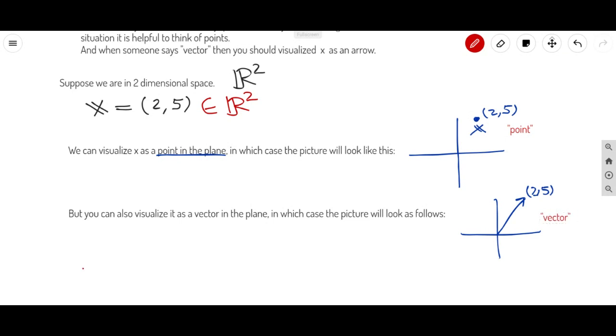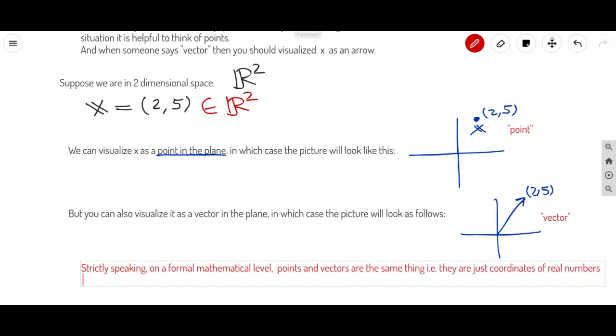And what we need to understand is that, strictly speaking, on a formal mathematical level, points and vectors are the same thing. In other words, they are just coordinates of real numbers and nothing more. But it is helpful to allow different visualizations, and that's why we use different words. That's why we distinguish between a point and a vector depending on how we want to think about it. We'll see a few instances this class, but also in future lectures, where we want to allow this freedom to easily jump between thinking about this coordinate either as a point or as a vector, depending on the problem we're doing.